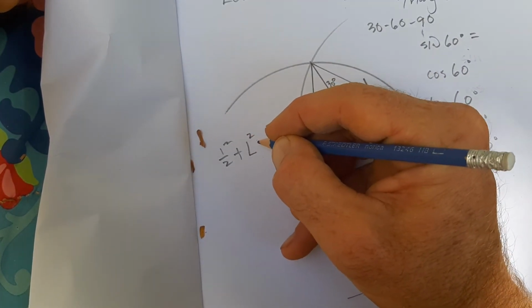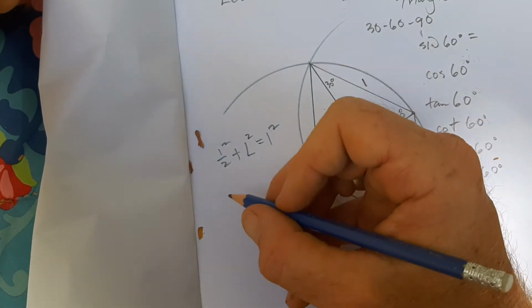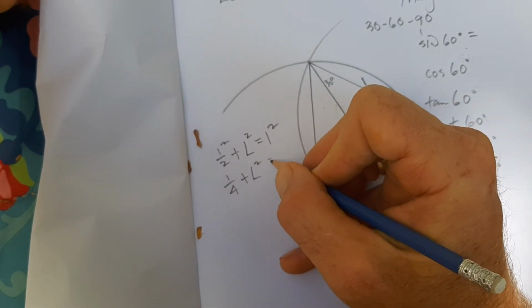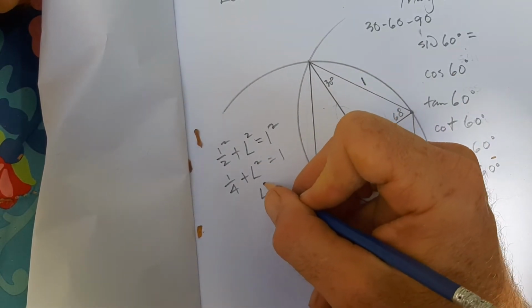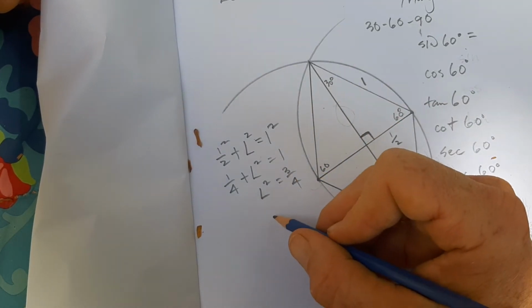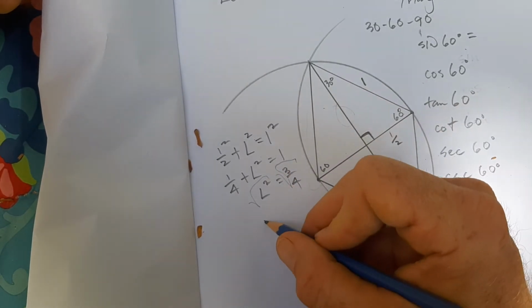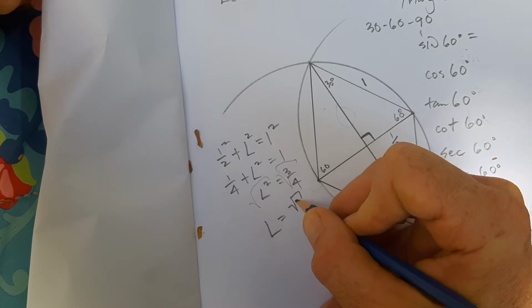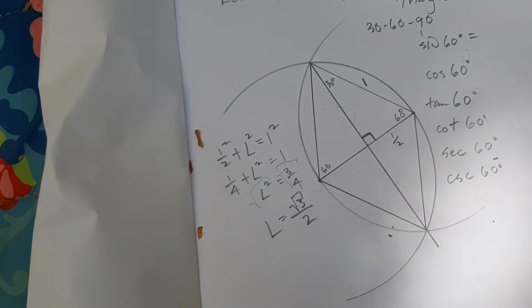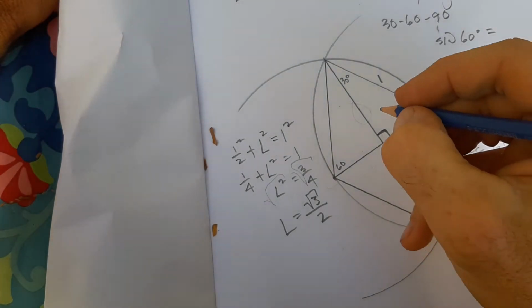L squared equals 1 squared. A half squared is 1/4, plus L squared equals 1. L squared equals 3/4. Take the square root of both sides; the square root gets rid of my squared. So L equals the square root of 3 over the square root of 4, which is 2. So now we have our three sides.